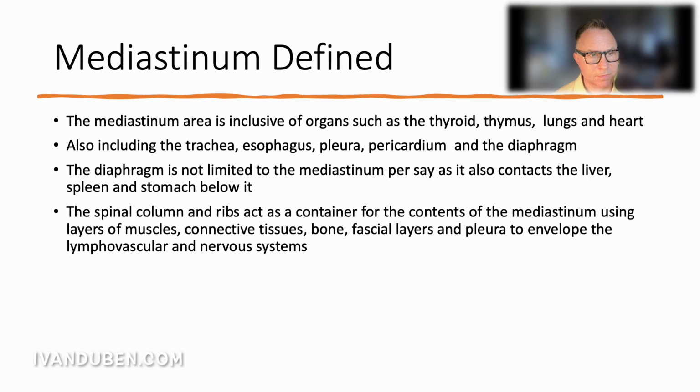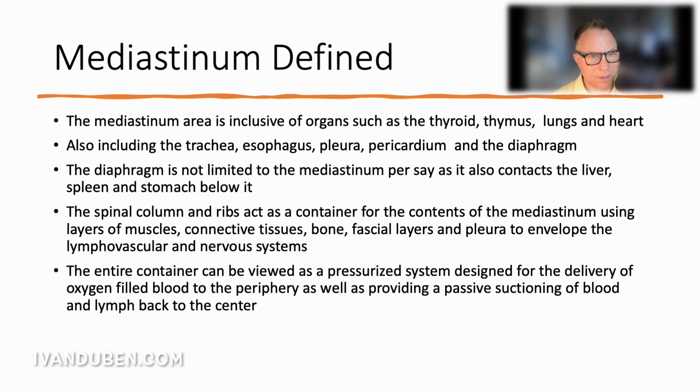The spinal column and ribs act as a container for the contents of the mediastinum, using layers of muscles, connective tissues, bone, fascial layers, and pleura to envelop the lymphovascular and nervous systems. And of course, we're going to have some fluidic composition as well: intercellular, extracellular, and interstitial fluid in the mediastinum. The entire container can be viewed as a pressurized system designed for the delivery of oxygen-filled blood to the periphery, as well as providing a passive suctioning of blood and lymph back towards the center.